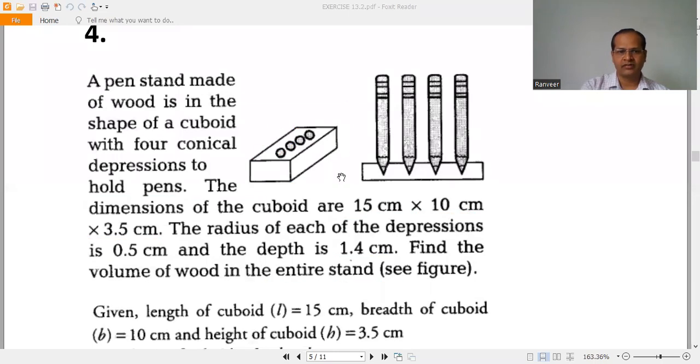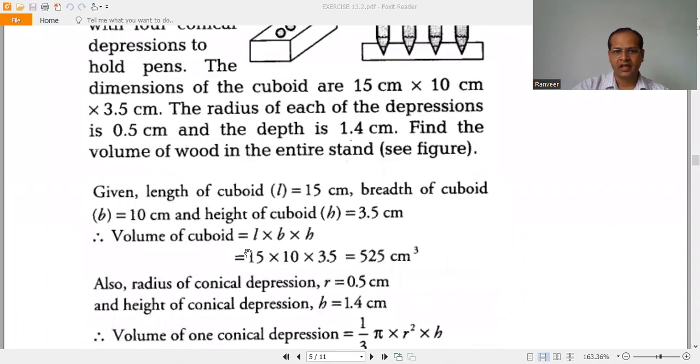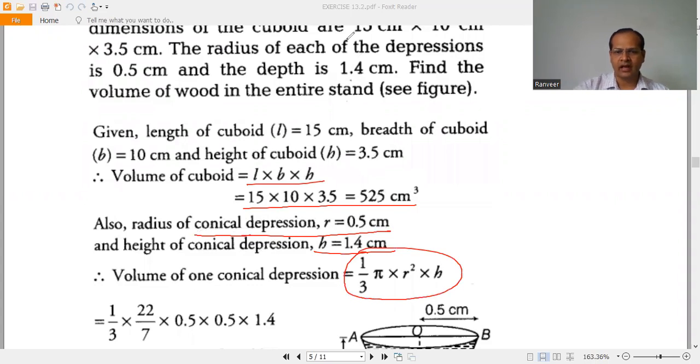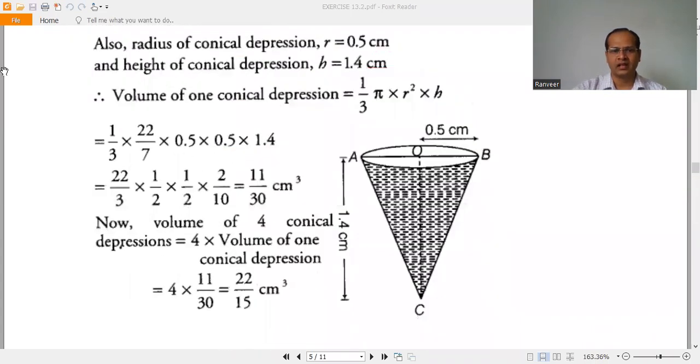So the most important thing, first of all, we have to find the volume of the cuboid. The volume of the cuboid is LBH. This is the formula, and all the dimensions L, B, H are given. So this is 525 centimeter cube. Now, the radius of one cone, that is nothing but the conical depression, is 0.5 centimeter and the depth is 1.4 centimeter. So the volume of one conical depression is 1 by 3 pi r square h. There are 4 holes in conical shape. Once we draw the diagram, the radius is 0.5 centimeter and the height is 1.4 centimeter.